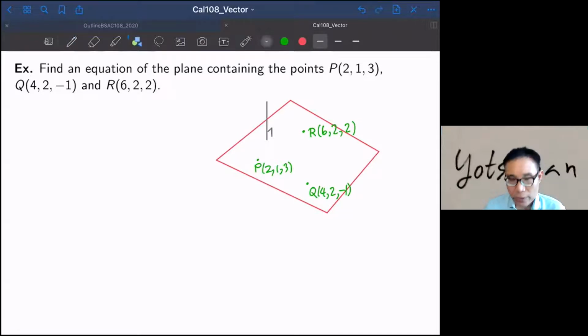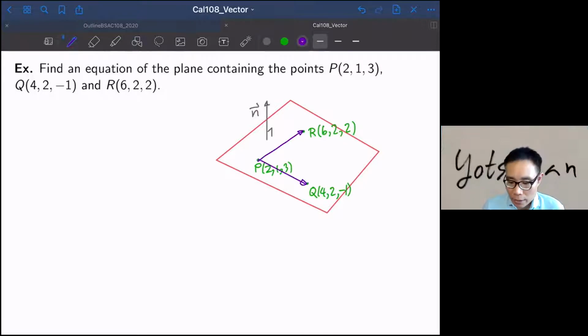So you need the vector that is perpendicular to this plane, and it turns out to be the vector that you can obtain from using P, Q, and R here. You can construct the vector PR and you can construct the vector PQ. So you have PR and PQ, okay?